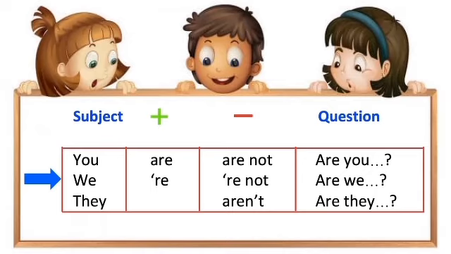The negative form is the subject plus are not. You are not, we are not, they are not. Or we can use the contraction you're not, we're not, they're not. We can also use aren't. You aren't, we aren't, they aren't. When forming a question, we place the verb at the beginning of the question. Are you? Are we? Are they?